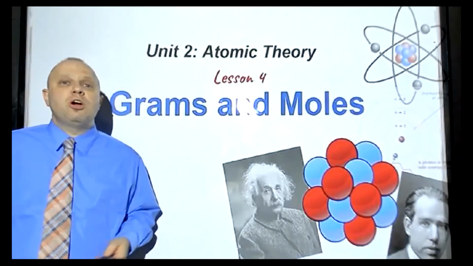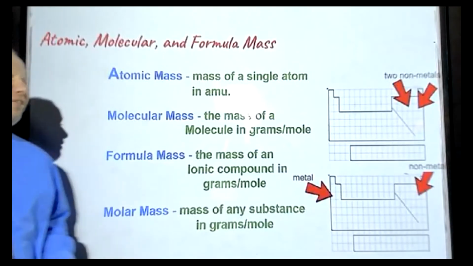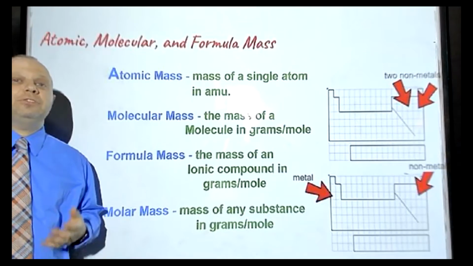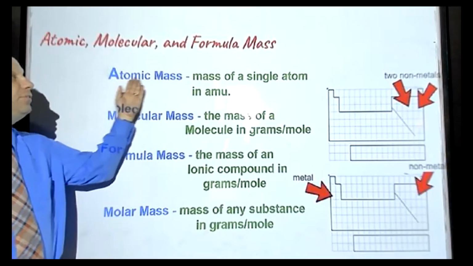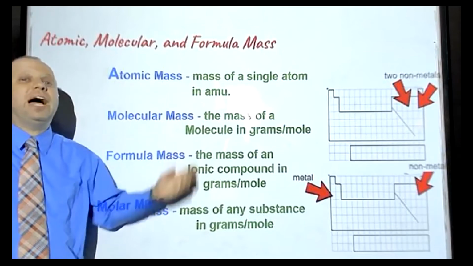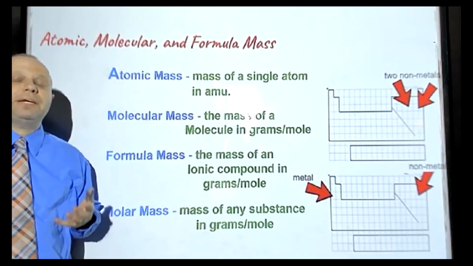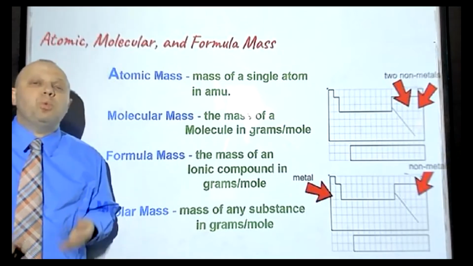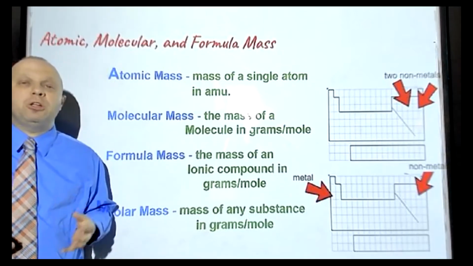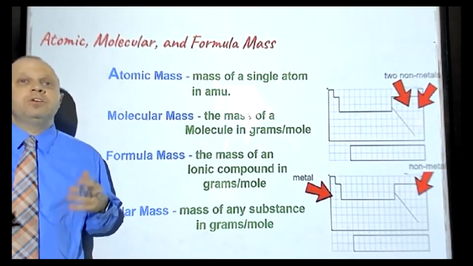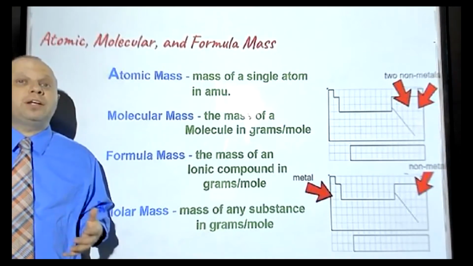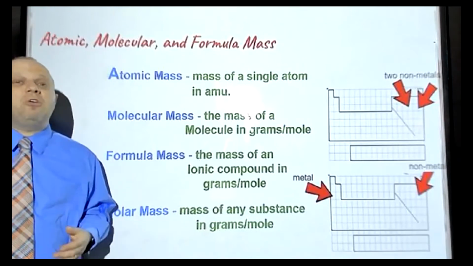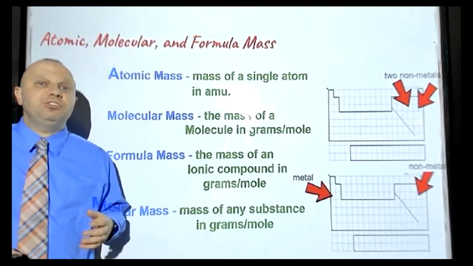So let's get started. We're going to begin by looking at 4 different definitions. The first definition is what we've been using to talk about the masses found on the periodic table, and that is atomic mass, or the mass of a single atom in AMU, or atomic mass units. Moving forward, we're not going to be able to practically weigh out individual atoms or even molecules because they're far too small. So instead, we'll be using much larger quantities, and we'll talk about those quantities in our lessons next week. For now, I want to go over 3 additional definitions.